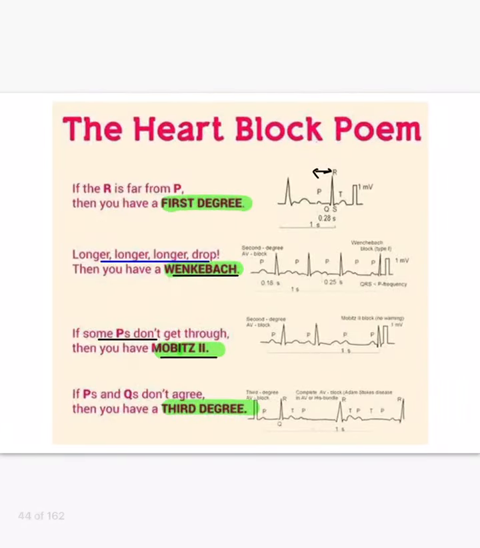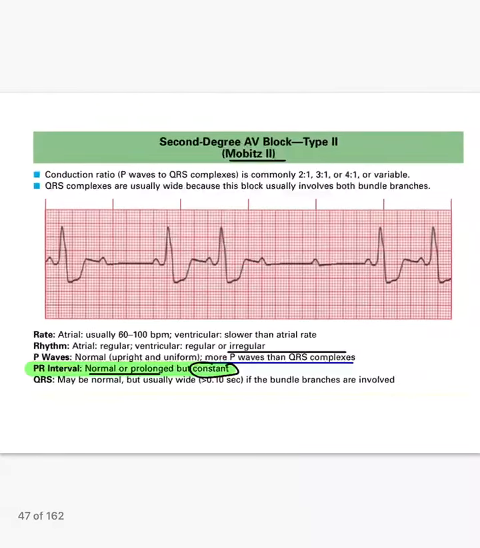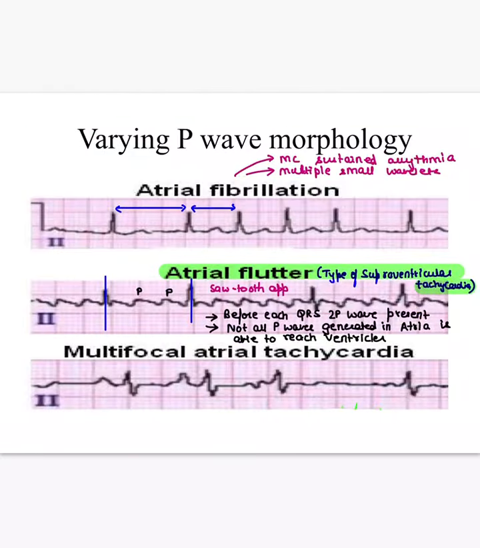Now let's revise heart block once. If someone asks you about first degree, P and R move away, that is, the PR interval increases. Now coming on to second degree, type 1: first the PR increases, then PR progressively increases till a P beat is dropped. Now second degree, type 2: PR is constant and you have more P waves. Now third degree: P and QRS don't agree with each other, they beat independently.